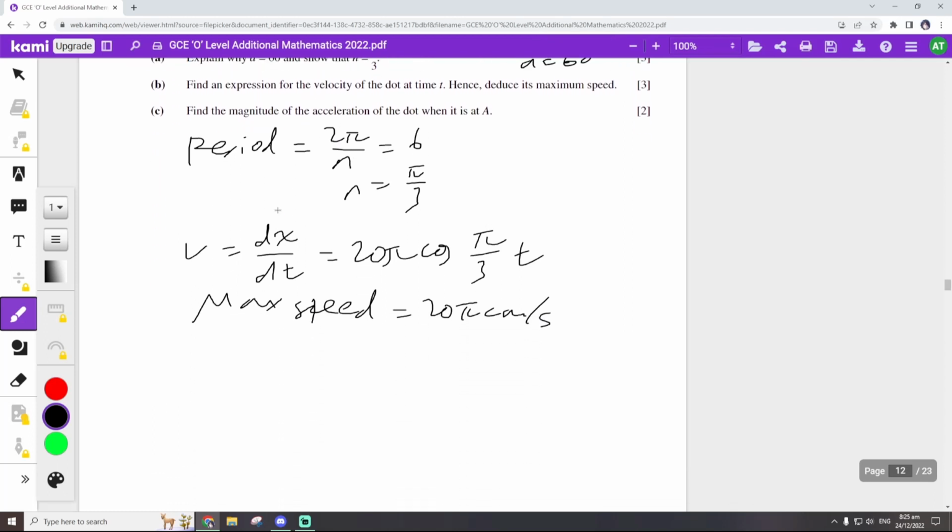Find the magnitude of the acceleration of the dot when it is at A. Okay, so a is dv/dt. If you differentiate this, you'll get minus 20 pi squared over 3 sine (pi over 3)t.